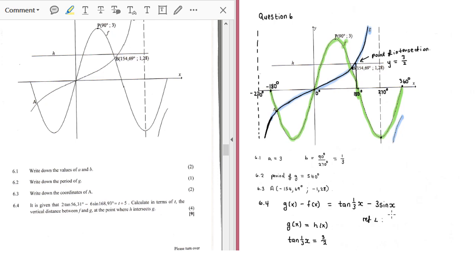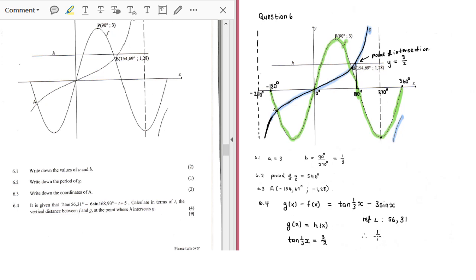So our reference angle is going to be shift tan of 3 over 2, and that gives us 56.31. We are in the first quadrant here, so we're only interested in a positive solution. So we're not going to need to use anything else but this reference angle.